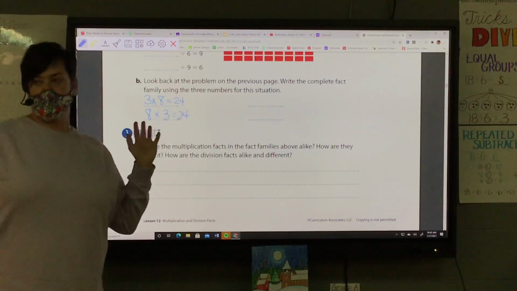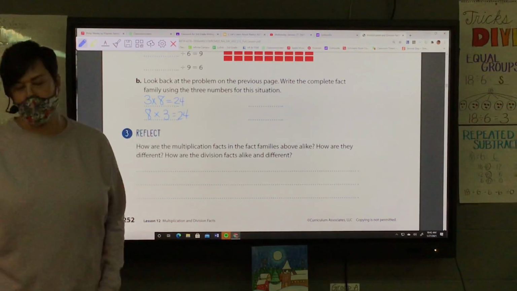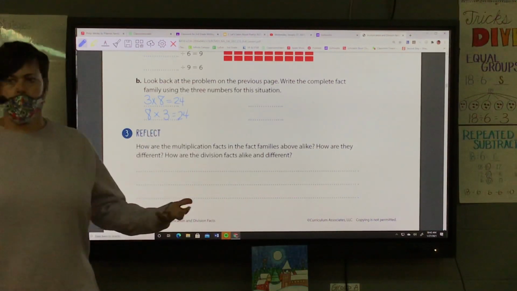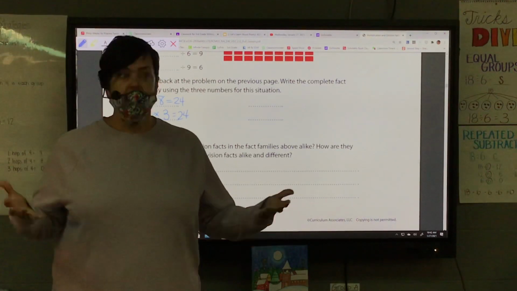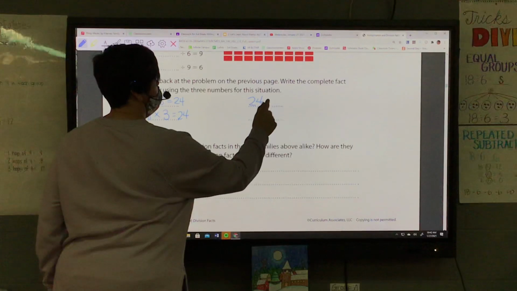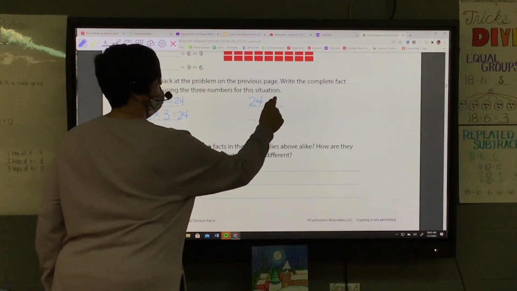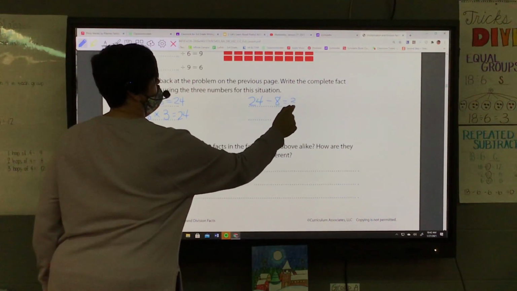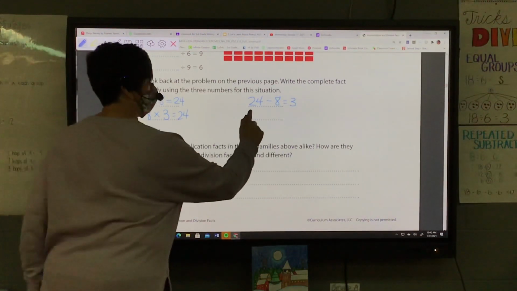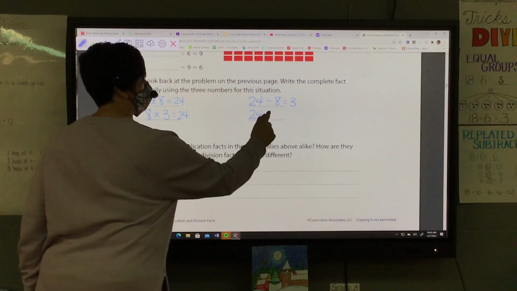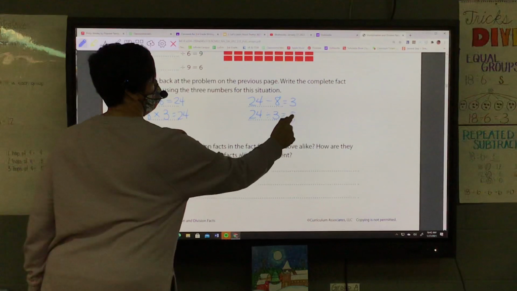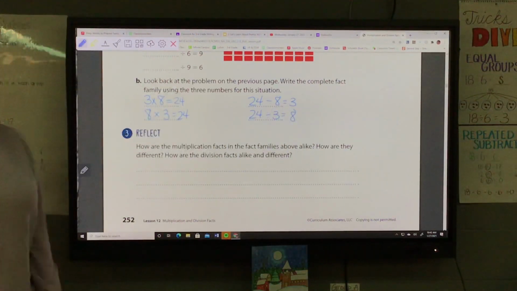Does it matter if you did your division ones first? No. Now let's jump over to the division. What do we start with? 24. Right, we have to start with our larger number. So 24 divided by 8 equals 3. What would our next equation be? 24 divided by 3 equals 8. There's our fact family.